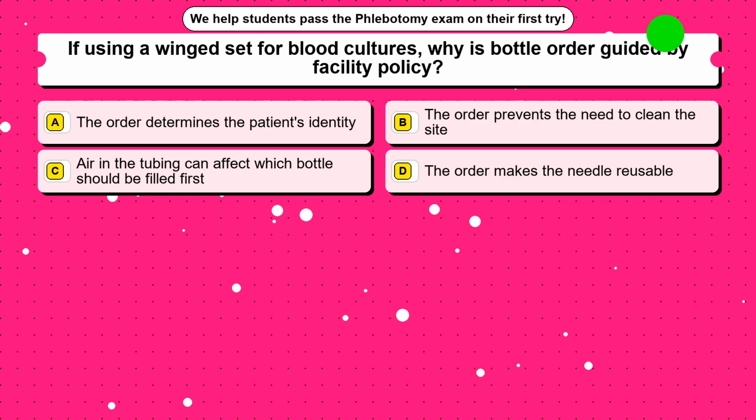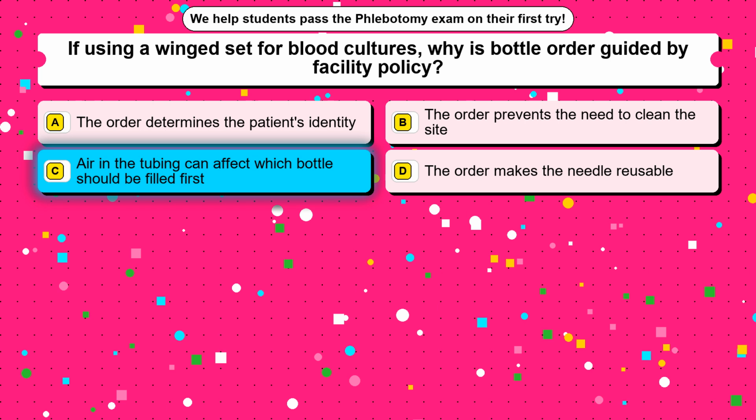Question 83. If using a winged set for blood cultures, why is bottle order guided by facility policy? Option A. The order determines the patient's identity. Option B. The order prevents the need to clean the site. Option C. Air in the tubing can affect which bottle should be filled first. Option D. The order makes the needle reusable. The correct answer is option C.